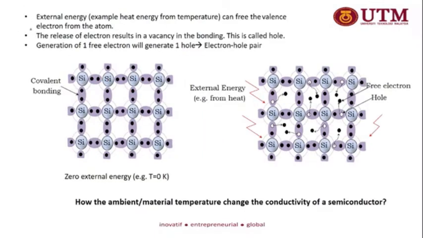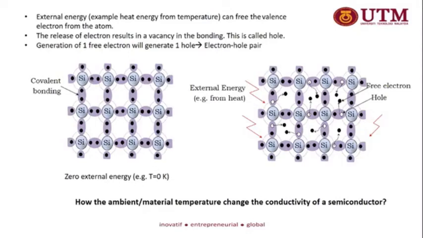Okay, so let's recall our previous question. Why do some materials conduct better? Why do some materials have higher conductivity? It actually relates to the number of free electrons, or the number of conduction electrons. Okay, so this is the structure of the silicon material at 0 Kelvin, or without any external energy.